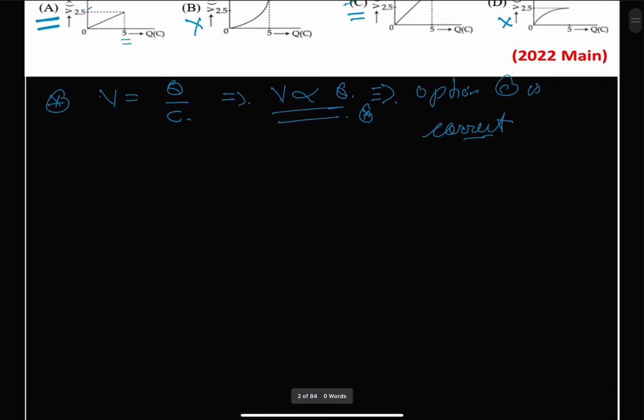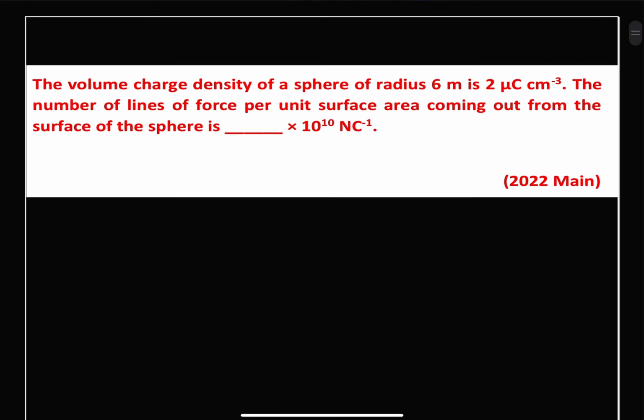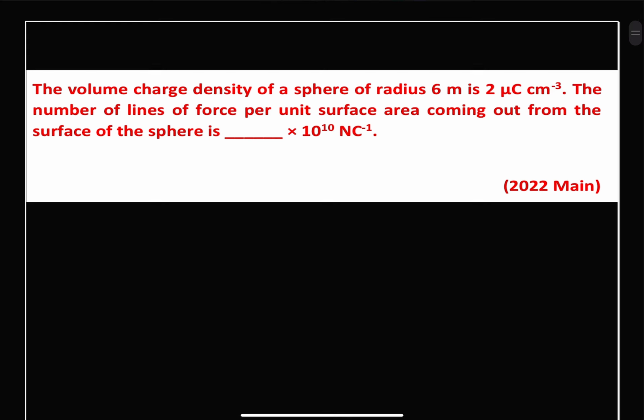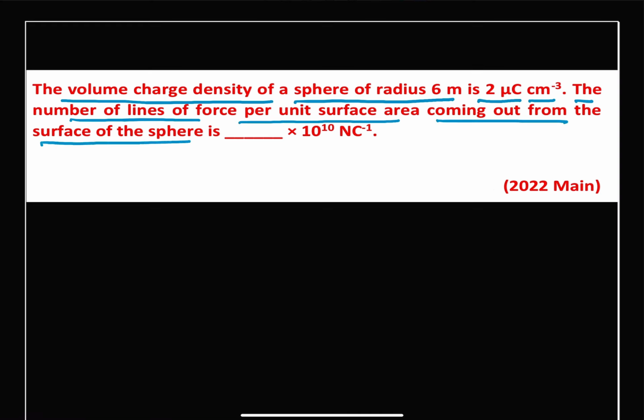Next question. It states that the volume charge density of a sphere of radius 6 meter is 2 microcoulomb per centimeter cube. The number of lines of force per unit surface area coming out of the surface of the sphere is dash, 10 to the power 10 Newton per coulomb.